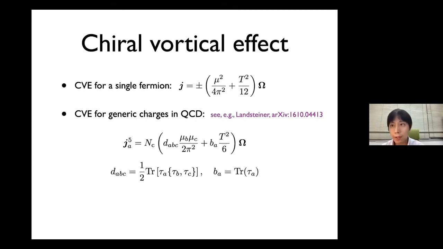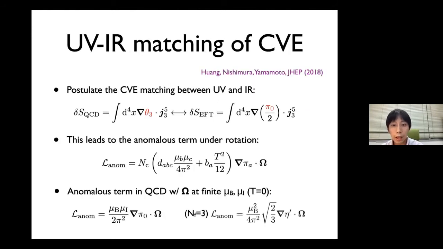But it turns out that in the case of QCD at finite baryon chemical potential in rotation, all the components are vanishing in two-flavor QCD. But generically, by repeating the same argument for the UV-IR matching, we get this kind of anomalous term again. And as I said, this new anomalous term is vanishing as long as we consider QCD at finite baryon chemical potential in a global rotation for two-flavor case.